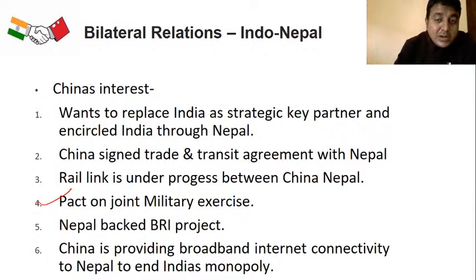So such a situation is there. That's why this military exercise pact was a more concerning thing for India and India's relation with Nepal. Next, one more thing concerning the economic aspect: Nepal backed the BRI project. What is this BRI project?